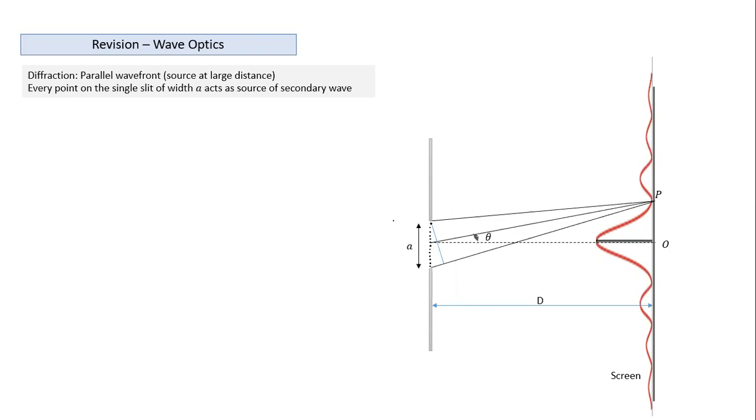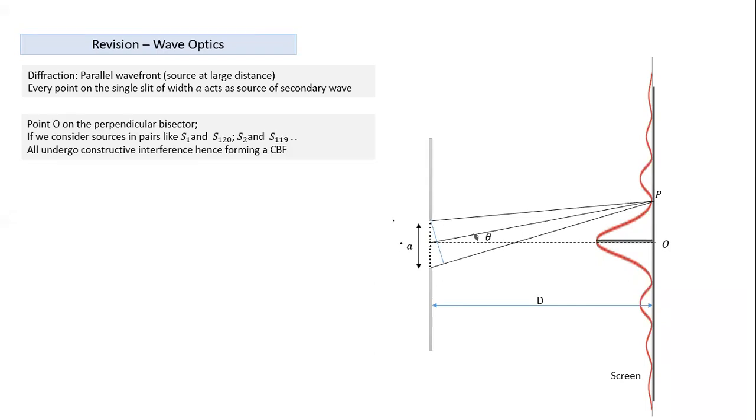So this opening is not one source. Each point becomes a source of a new light wave, and that's how we solve it. Let's say the slit width is A, and this is the source of secondary waves. Let's analyze this, and first take point O here. Just for the purpose of illustration, because an infinite number becomes a little difficult to comprehend.